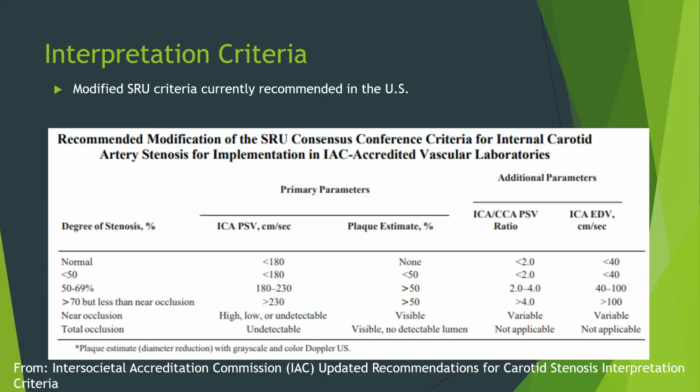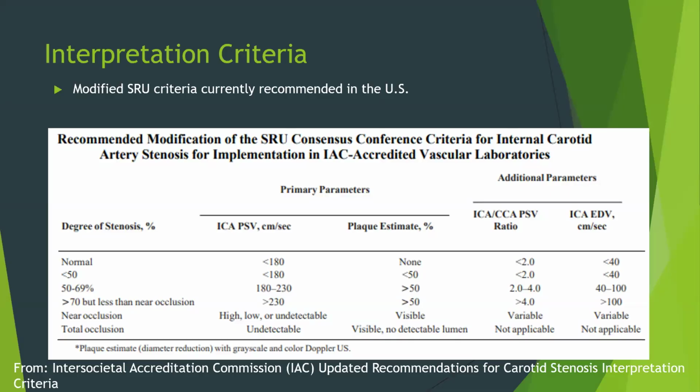And then when we hit that 230 mark, all of a sudden we're getting close to that 70% stenosis or more. And obviously, here are our ratios over here on the additional parameters. So our ICA-CCA ratio, anything less than 2 is going to fall into that normal or less than 50% category.